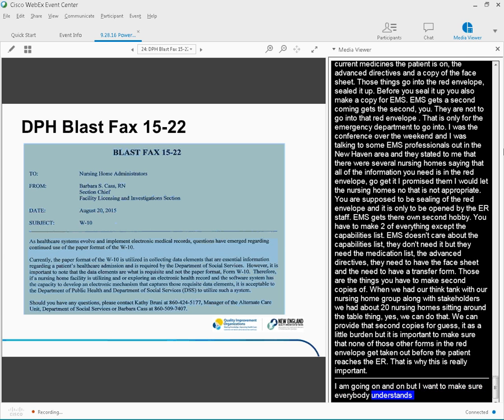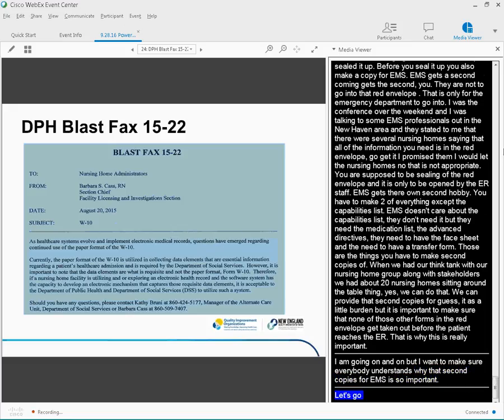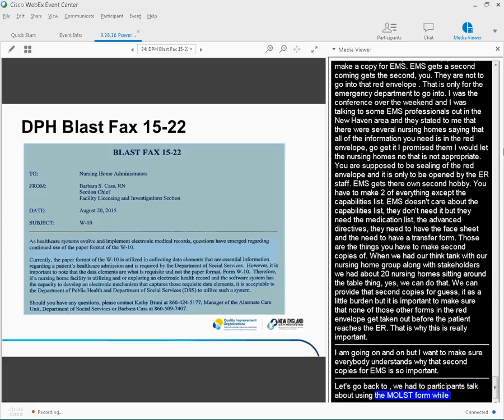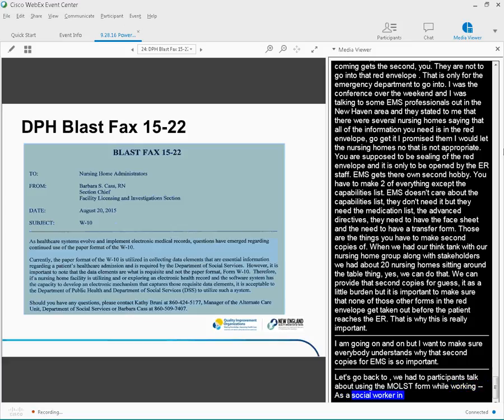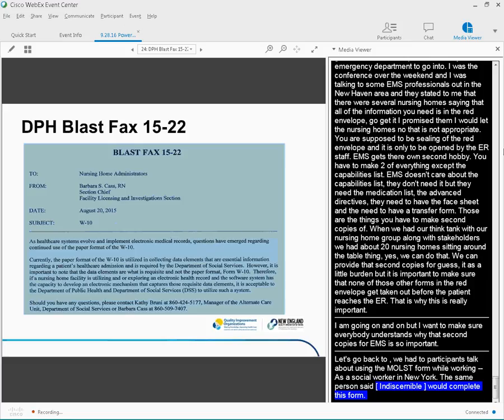So let's go back to, we had 2 participants talk about using the MOLST form while working in SW, what's SW? I think she's a social worker. Oh, social worker, as a social worker in New York. Okay. She also said the MPs or the MDs would complete this form. Outstanding. And I would love to hear from you, Kara, on how it was working, how it was accepted.